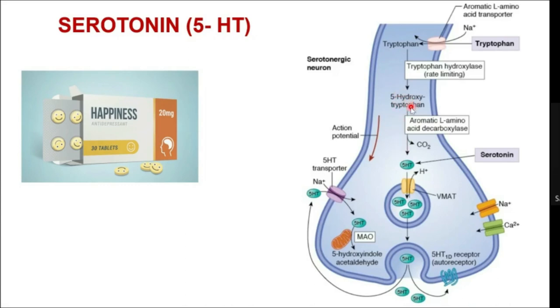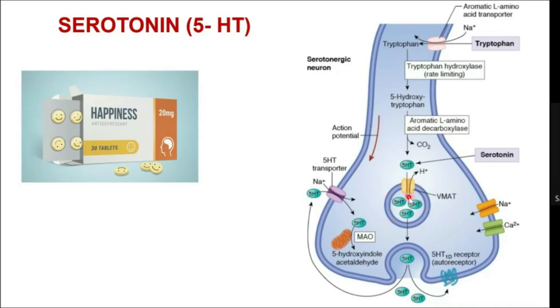Next, it has to go for decarboxylation. We have 5-hydroxytryptophan, which has to get converted into 5-hydroxytryptamine. Serotonin's other name is 5-hydroxytryptamine, 5-HT we call it. What is the enzyme for the decarboxylation step? The enzyme required is aromatic L-amino acid decarboxylase. This is the same enzyme which was present in our catecholaminergic neurons, and it converts 5-hydroxytryptophan into 5-hydroxytryptamine. Serotonin then goes into our synaptic vesicles.